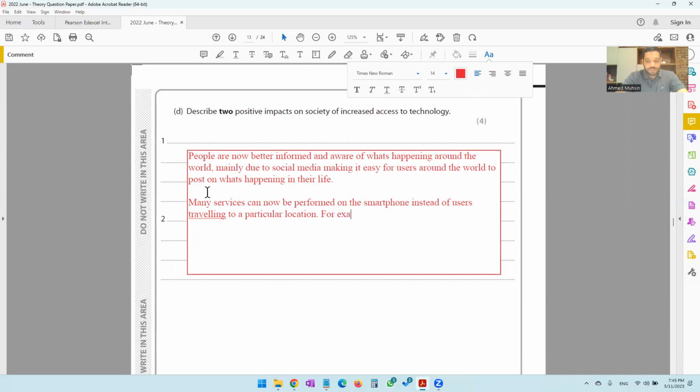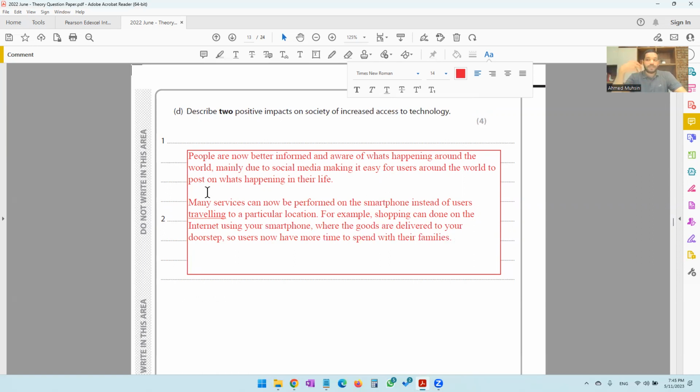For example, let's give an example. Shopping can be done on the internet using your smartphone, where the goods are delivered to your doorstep. So users now have more time to spend with their families. Okay, this is one positive impact.